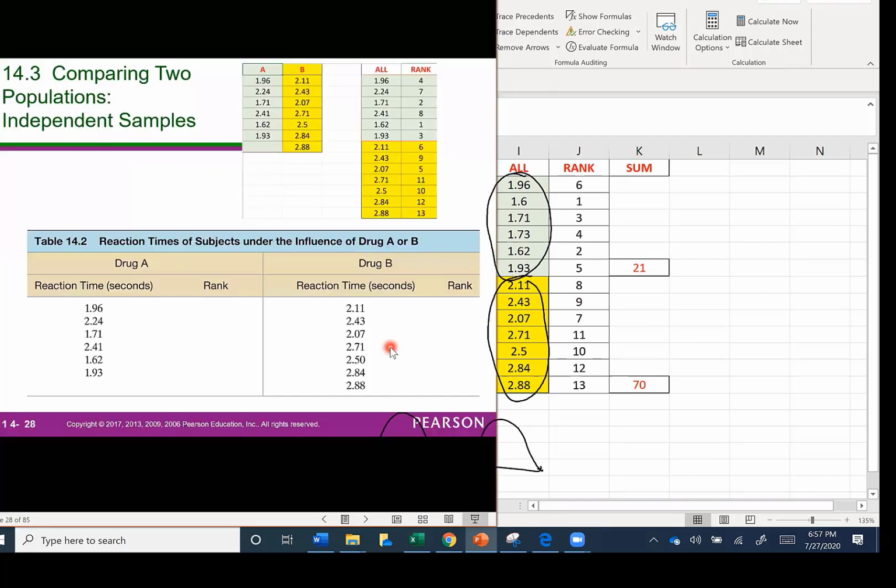Then in those tables, we have this. We can rank my data in this way, and we obtain the sum, and my test statistic will be this one, because it's the sum of the smaller sample.